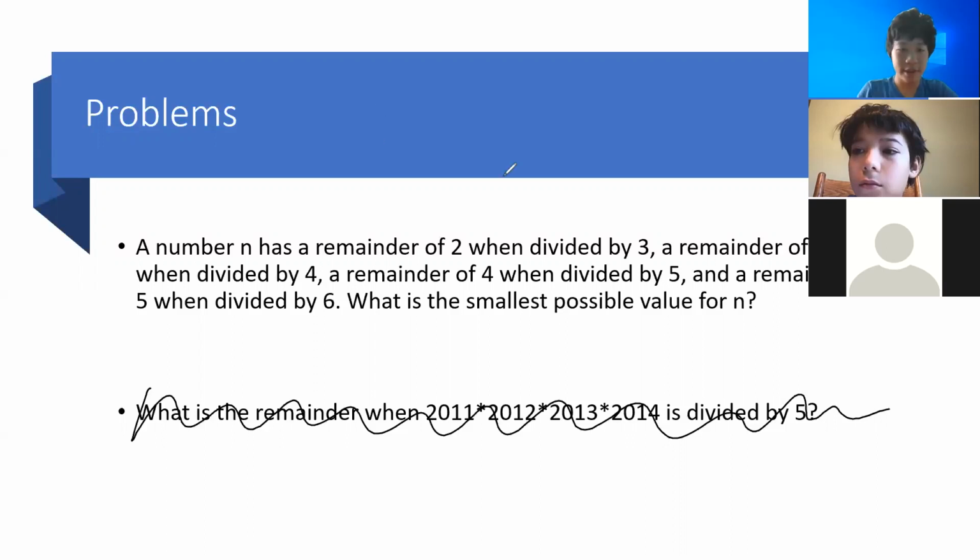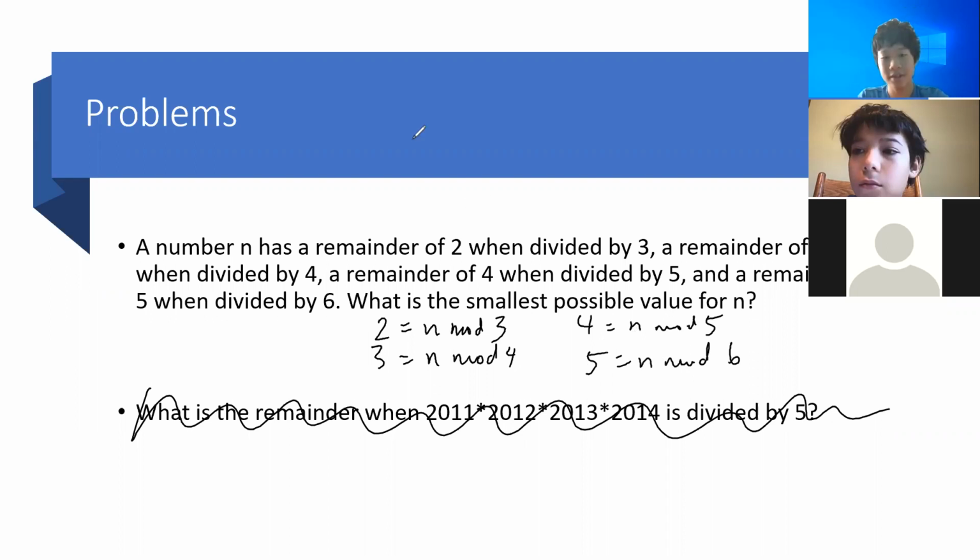All right, let's explain this one now. So let's first write this out into mod form to make things look easier for us. So you've got 2 equals n mod 3, 3 equals n mod 4, 4 equals n mod 5, 5 equals n mod 6.